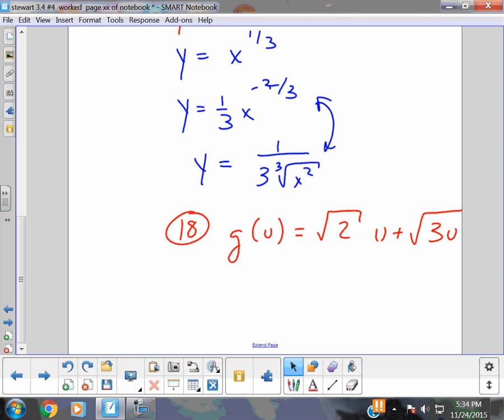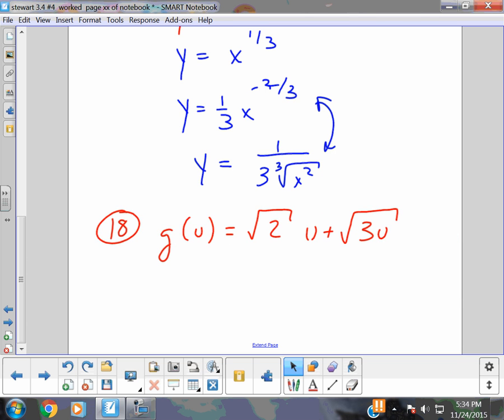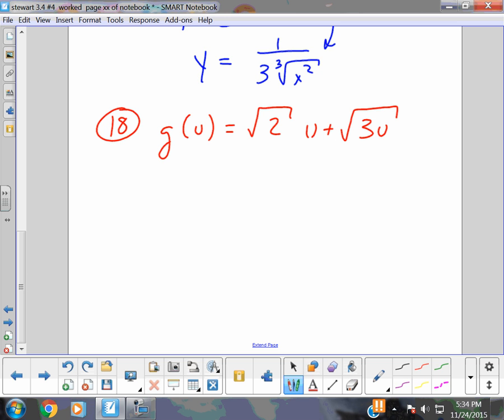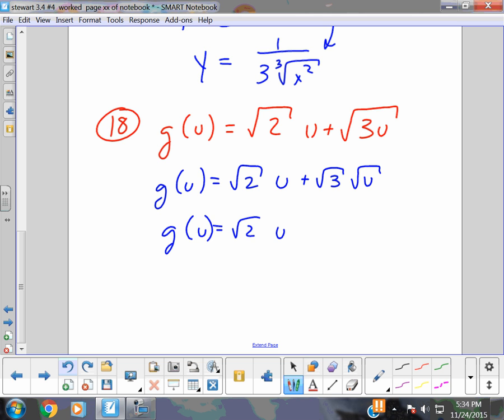Again, a quick feel for these. This one got quite a few students when I assigned it in the past. We ought to see it's coefficient times u plus square root of 3u. I do not want you to do the chain rule here. We want to use our rules of radicals. Square root of 2 times u plus square root of 3 times square root of u. So g of u is square root of 2, u to the 1 power, plus square root of 3, u to the half. And now we'll use the power rule on two independent terms.